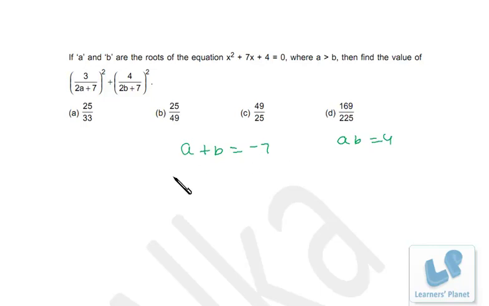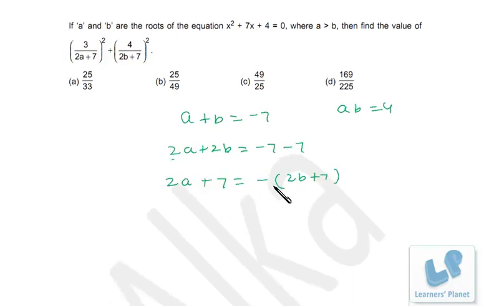Now a plus b is minus 7, so 2a plus 2b will be minus 14. That means, just see carefully, 2a plus 7 is equal to minus (2b plus 7). Am I right? We assume that to be k, right? Now it's 3 upon 2a plus 7. That means (3 by k) whole square.